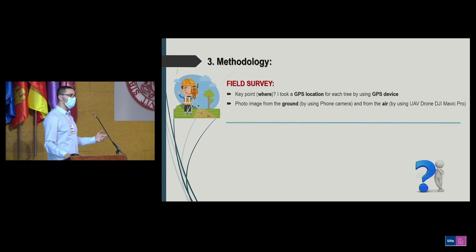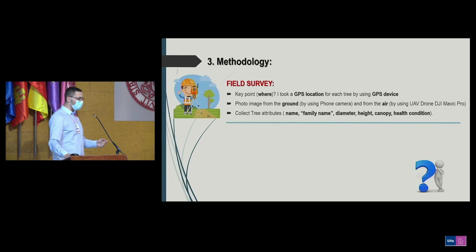Next, we also have pictures, a photo, on our ID, right? So I took images on the ground with a phone, and I also took pictures from the air using a UAV drone, DJI Mavic Pro. And finally, I collected some tree attributes, like name, family name, diameter, height, canopy, and health condition of the trees.